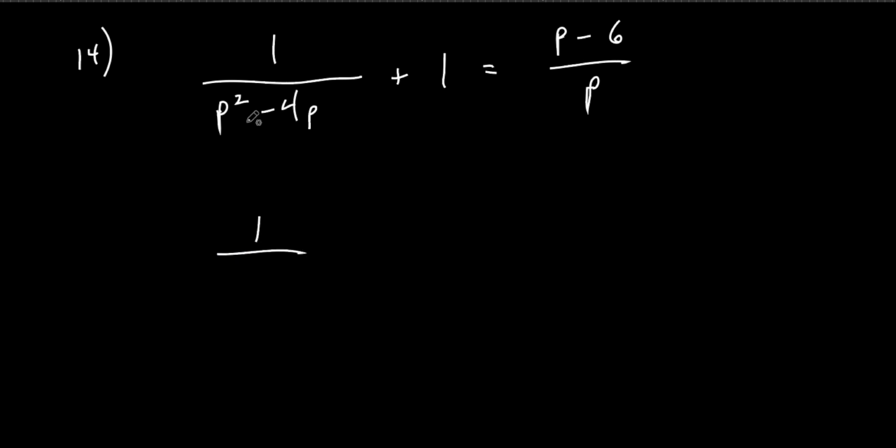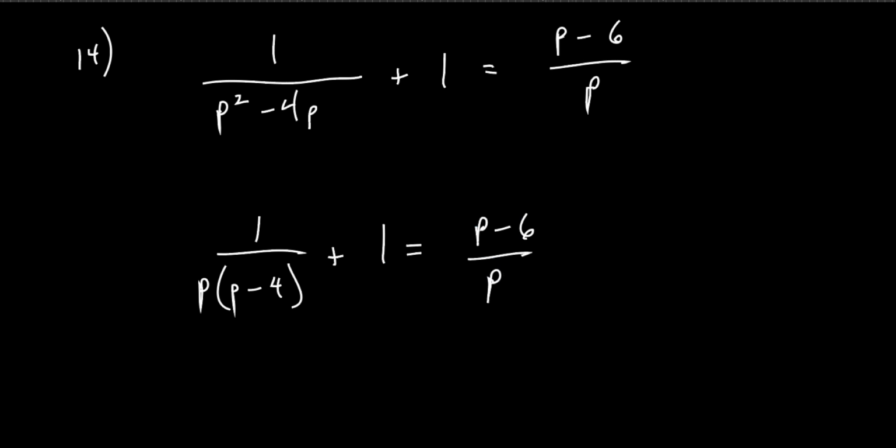So let's see. What do you think we're going to do here? I would factor it, wouldn't you? So it's greatest common factor. So just pull out the p from here. What am I left with? P minus 4 plus 1. Just put a plus 1 right there. Equals p minus 6 over p.